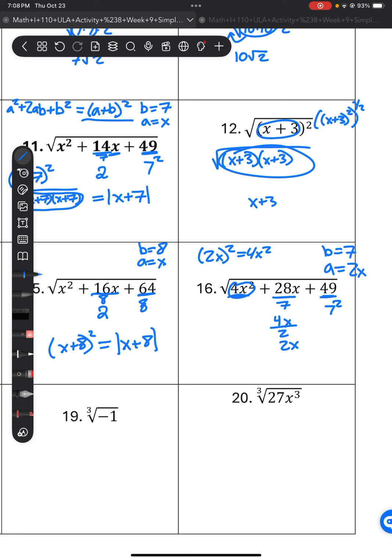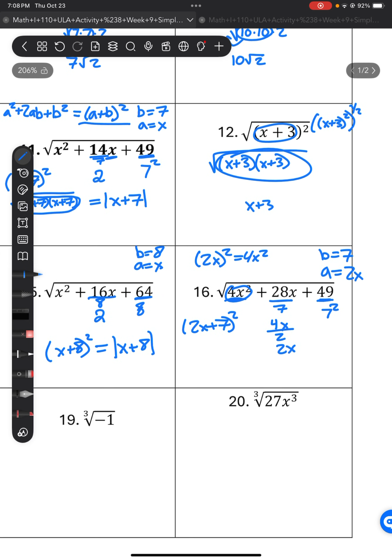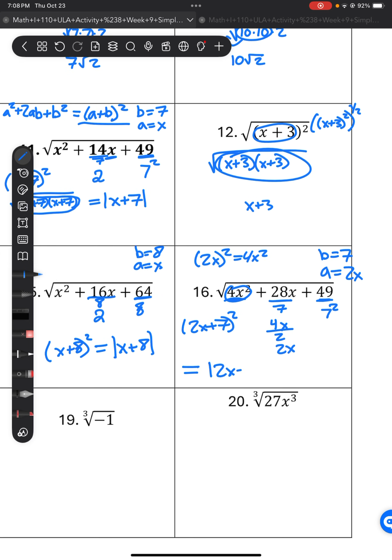So from there, same pattern. Our a plus b, right, is going to be 2x plus 7, right, squared. Put it under the radical, find out that there's a pair of 2x plus 7. So our simplified version is just 2x plus 7. Oh, sorry, that's absolute value.